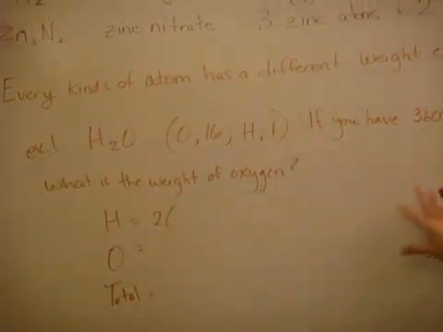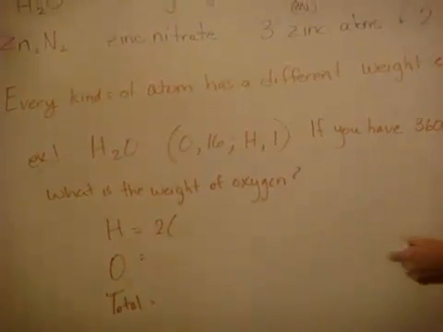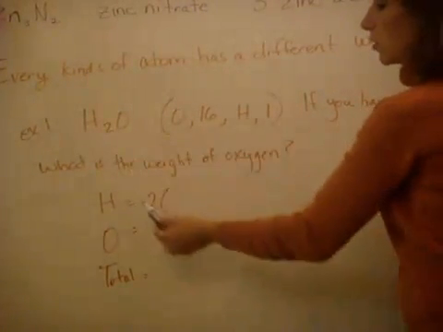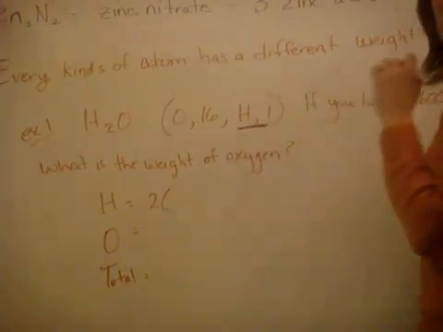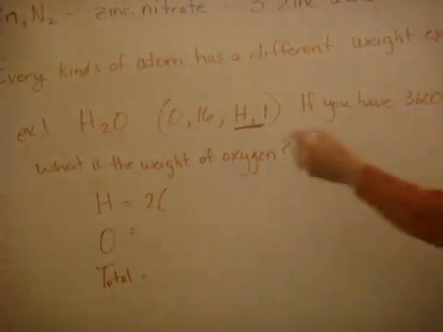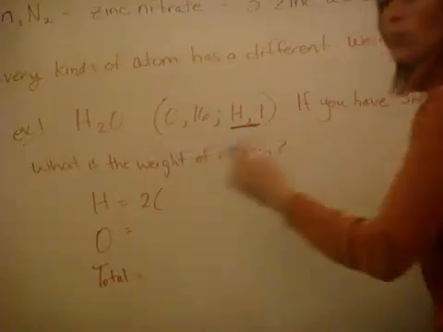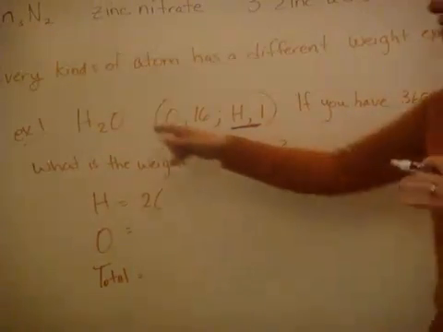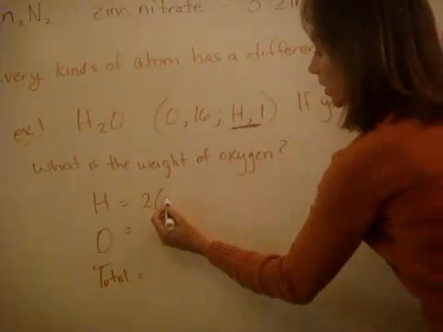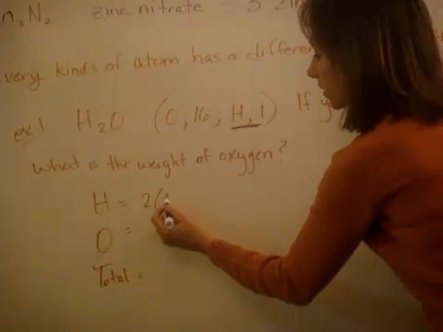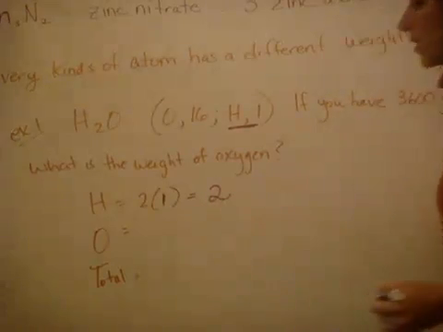So what we're going to do is set up a little ratio chart here, just like what we've done in the past. So we have our hydrogen atom, we have 2 of them. So I'm going to take 2 times our hydrogen. This is where it's going to tell you how much each atom weighs. So our hydrogen weighs 1 gram. So to figure out how much hydrogen is in 1 molecule, I need to take 2 times 1. And so we're going to find out that the hydrogen weighs 2 grams.